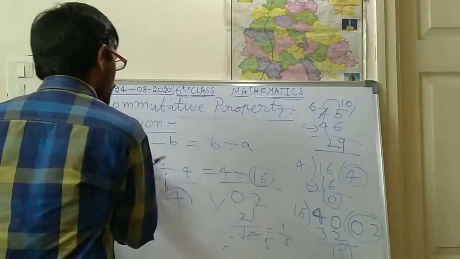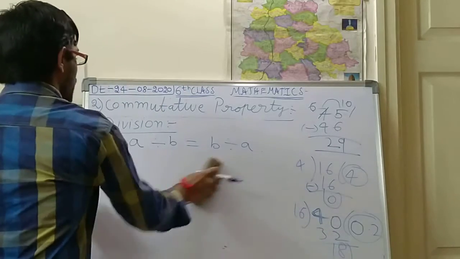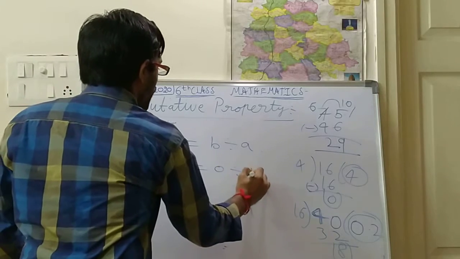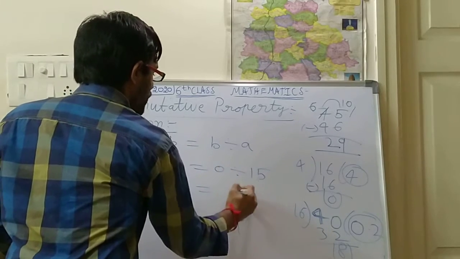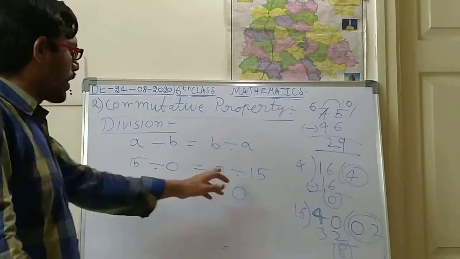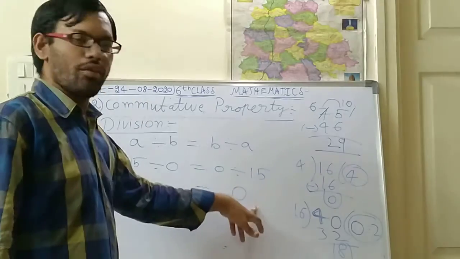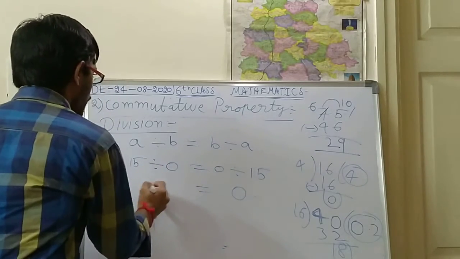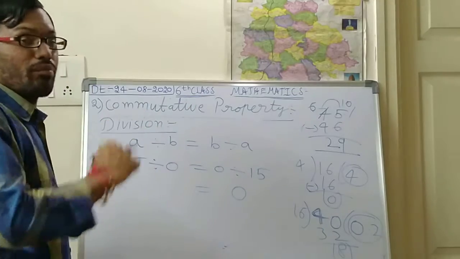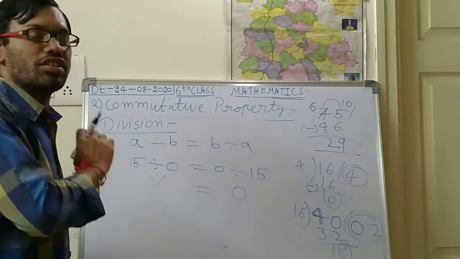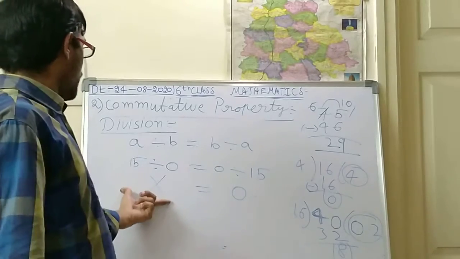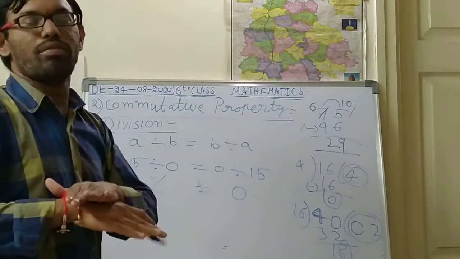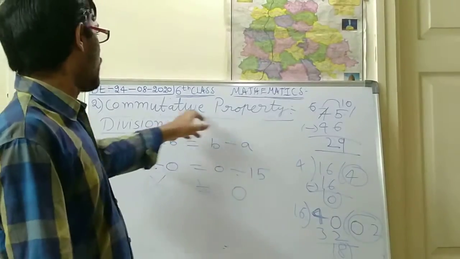Okay children, suppose you take 0 as a number: 15 divided by 0 compared with 0 divided by 15. What is 0 divided by 15? 0 divided by 15 is 0 only. Anything, 0 divided by anything, is 0 only. But 15 divided by 0, as I said previously, division by 0 does not give any answer. So both are not equal. That means division also does not satisfy the commutative property.